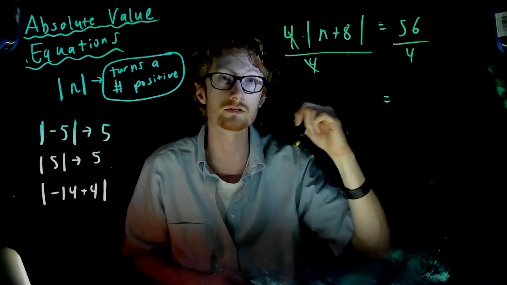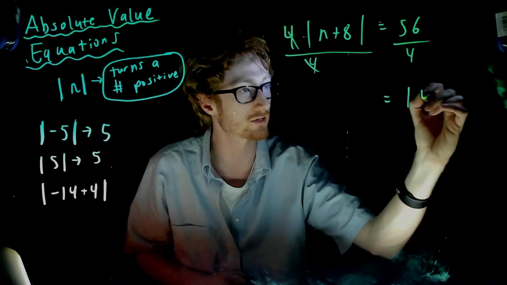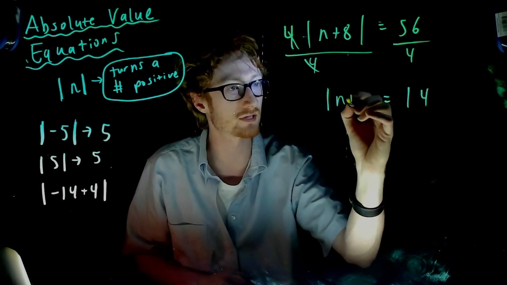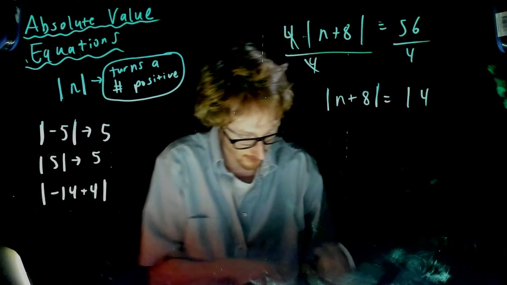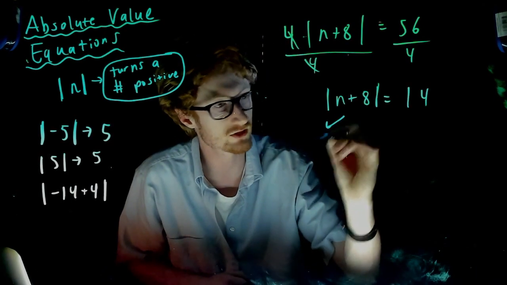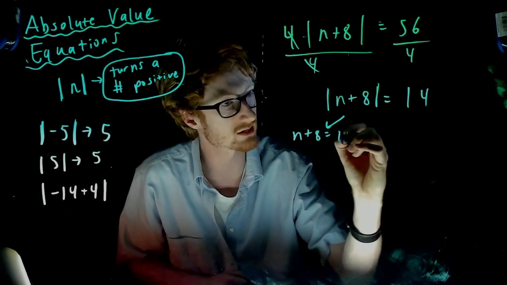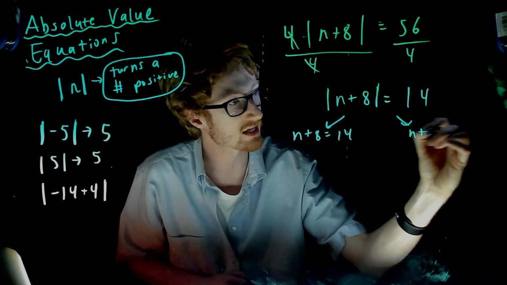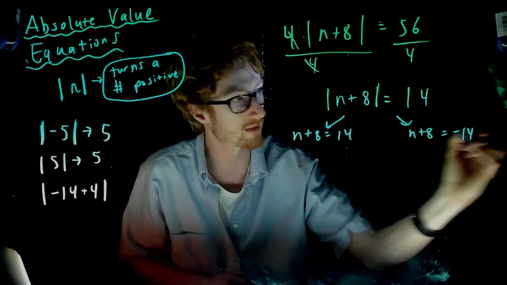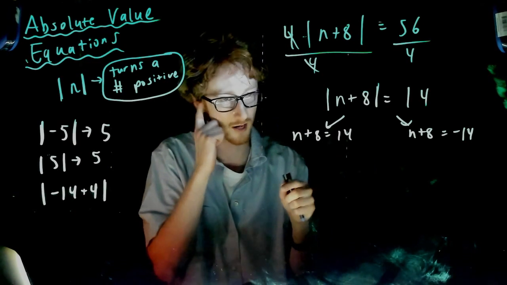This would end up being 14. Then equals the absolute value of n plus 8. Now again, once you get your bars by themselves, now let's do the split. So n plus 8 equals a positive 14. n plus 8 equals a negative 14. Because remember, once your bars are by themselves, that's when you can do two separate answers, right?